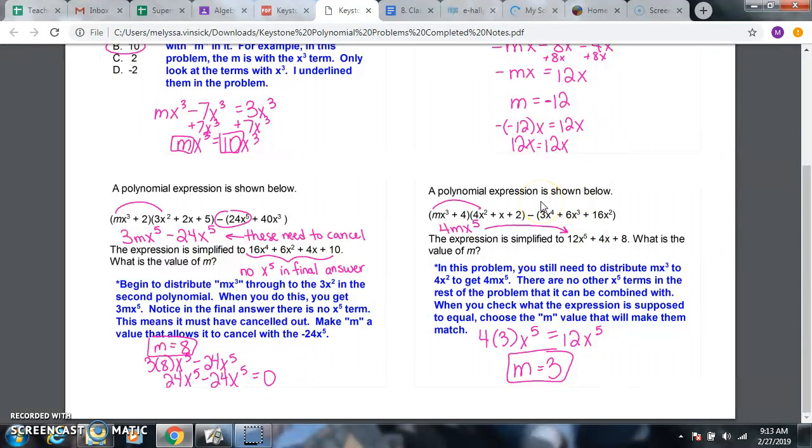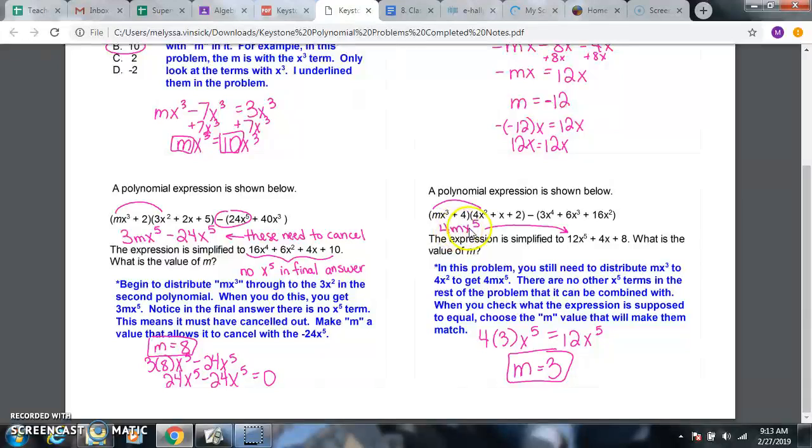Same thing in this last example. It's multiplying first, so I have to multiply these together. When we do that, we get a 4m x to the 5th power. Now, in this case, I do have an x to the 5th in my final answer. Right? So then I look at my second set of parentheses to find a like term for it. In this case, I don't have a like term. Okay? This is my only x to the 5th term.